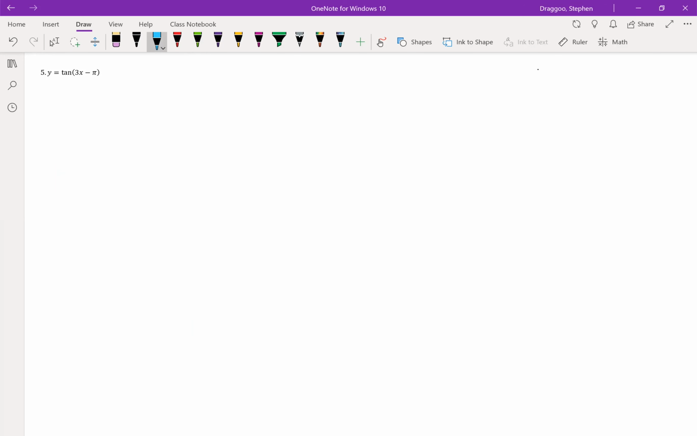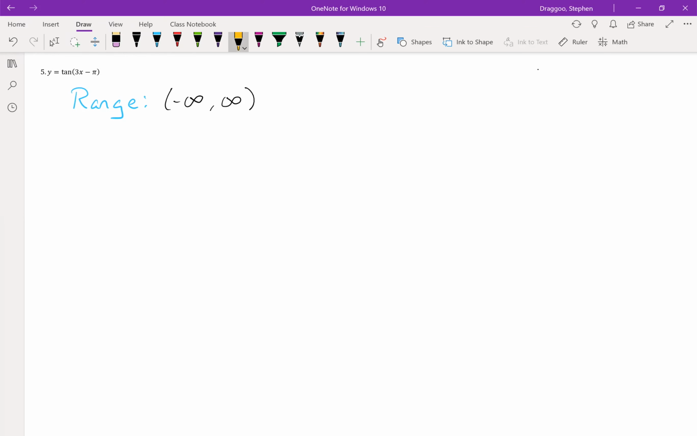For tangent and cotangent, which is sine over cosine, the range on these actually does not change at all. No matter what values of a, b, and c we use, we always have a range of all real numbers, just like the domain of sine or cosine.